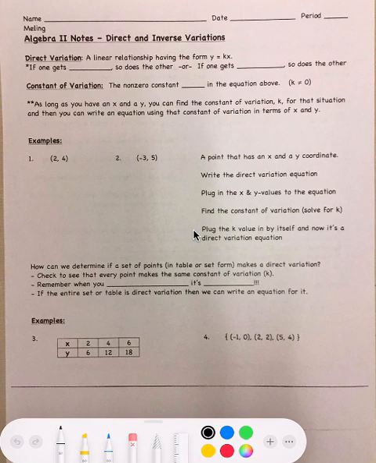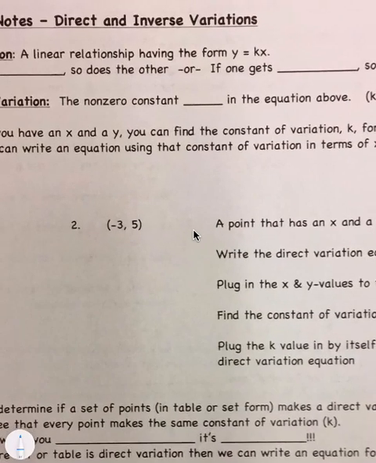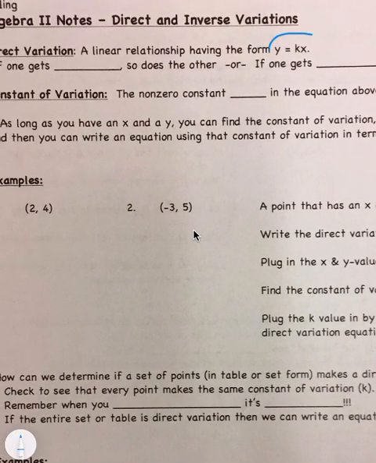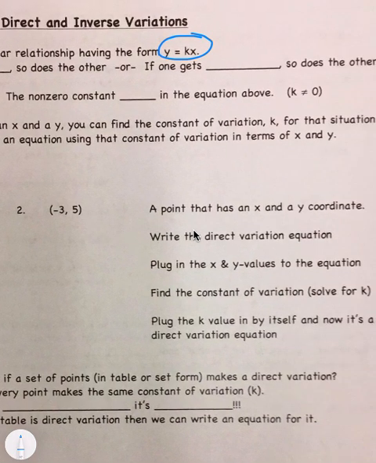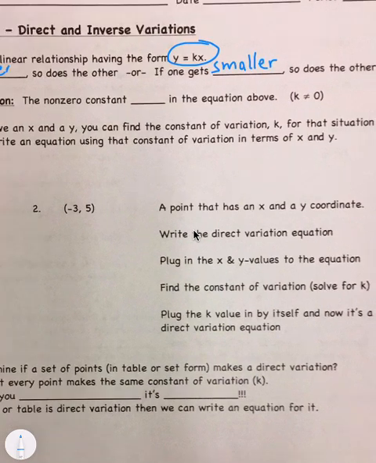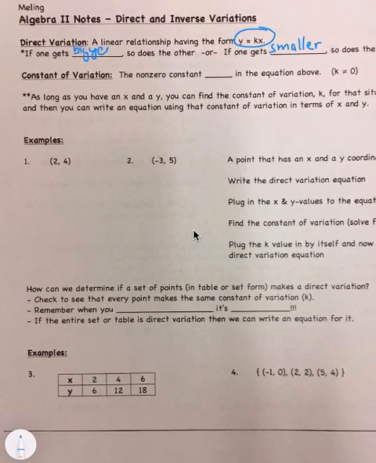Over direct and inverse variations today as we start to get into our rationals lessons. So direct variation is a linear relationship having the form y equals kx. And what that means, if one gets bigger, so does the other. And if one gets smaller, so does the other.